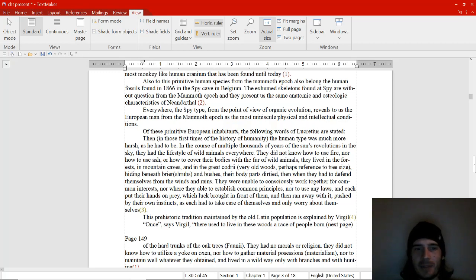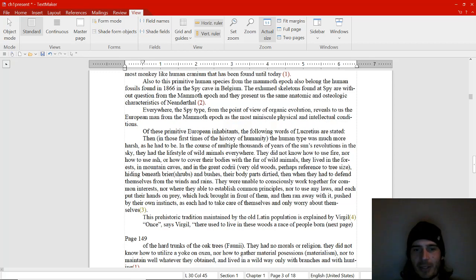Then when they had to defend themselves from the winds and rains, they were unable to consciously work together for common interests, nor were they able to establish common principles, nor to use any laws, and each put their hands on prey, which luck brought in front of them, and then ran away with it, pushed by their own instincts, as each had to take care of themselves and only worry about themselves.